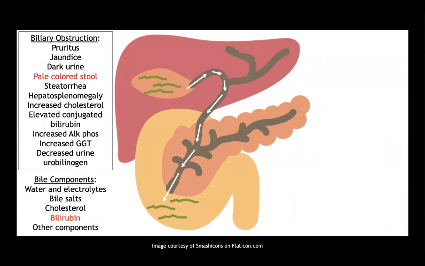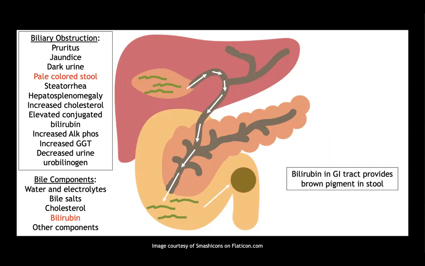So pale colored stool is caused by bilirubin, or actually a lack of bilirubin within your GI tract. Normally bilirubin that makes it to your GI tract helps provide a brown pigment in your stool. And when I talk about the last symptom here, this decreased urine urobilinogen, I'll talk about how urobilinogen, if it's in your GI tract, can be converted into stercobilin, and that gives the brown pigment that you see in your stool.